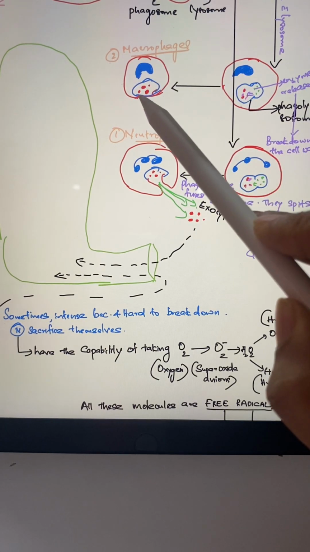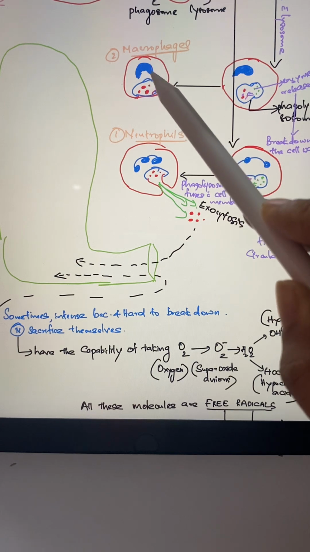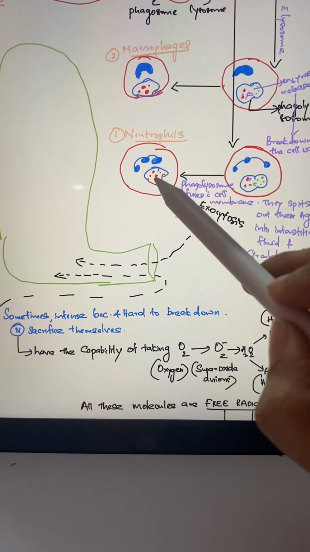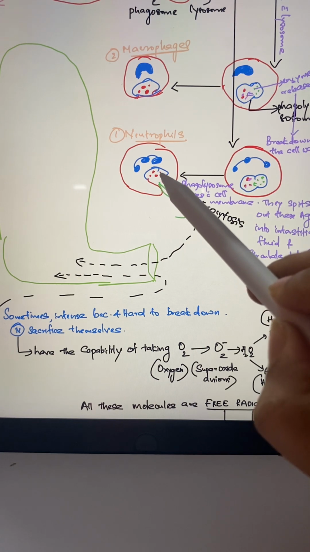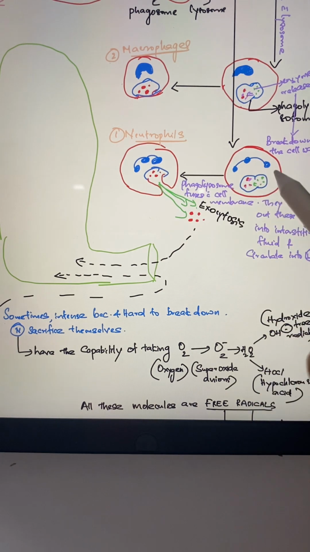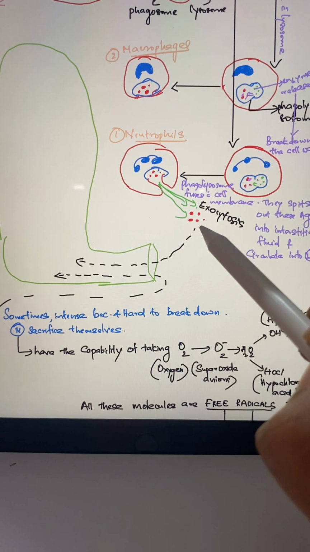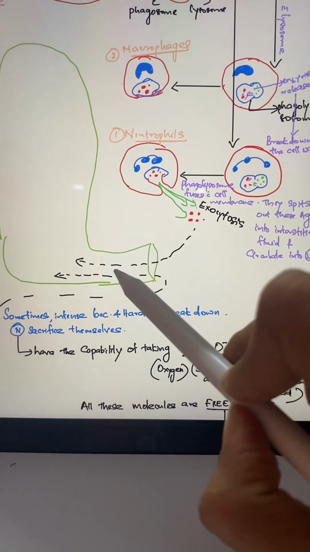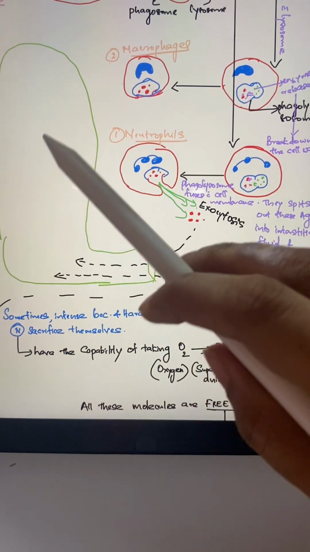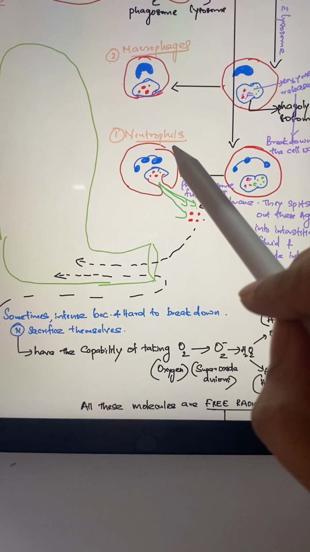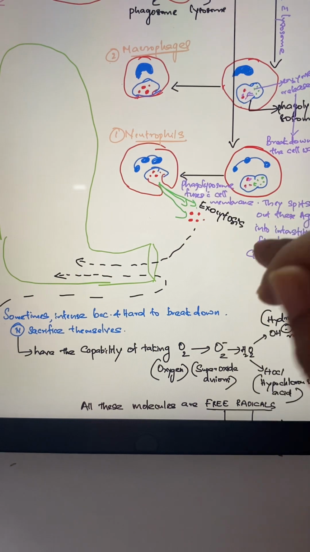So the breakdown of the cell wall occurs, but the antigen is still there, and this phagolysosome fuses with the cell membrane, and spits out this antigen into the interstitial fluid and circulates into the lymph node. This process is known as exocytosis. Now I am talking about the activity of neutrophils.